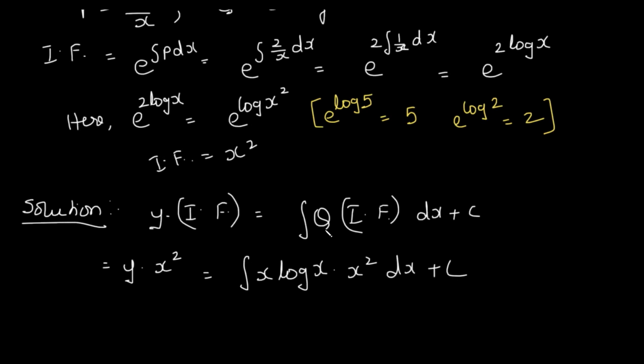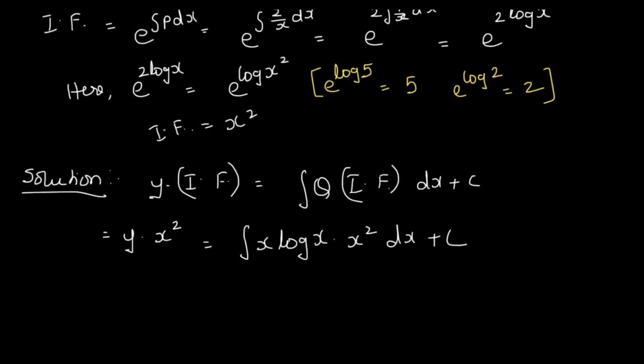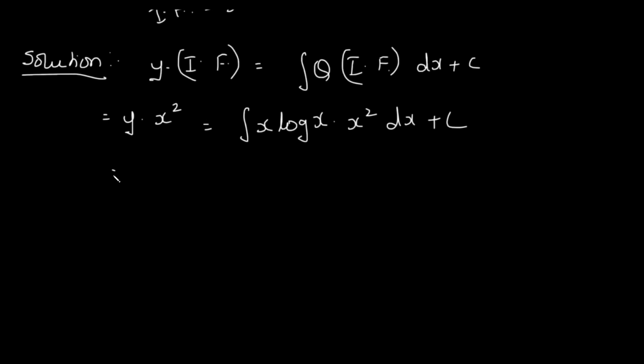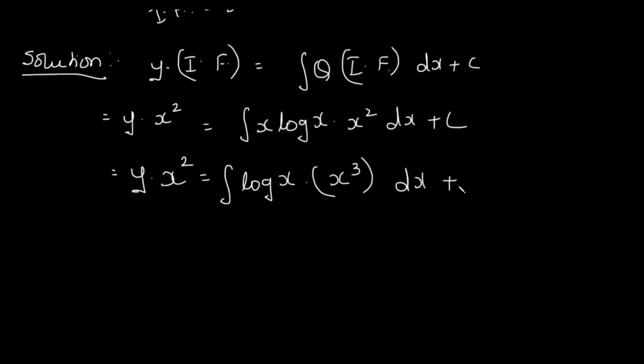Q was x log x, which we had got earlier, and the integrating factor is the same thing, x square in this case. We can go one step further before integrating, that is, this becomes y into x square is equal to integral x cube log x. So let me write it as log x into x cube dx plus c.